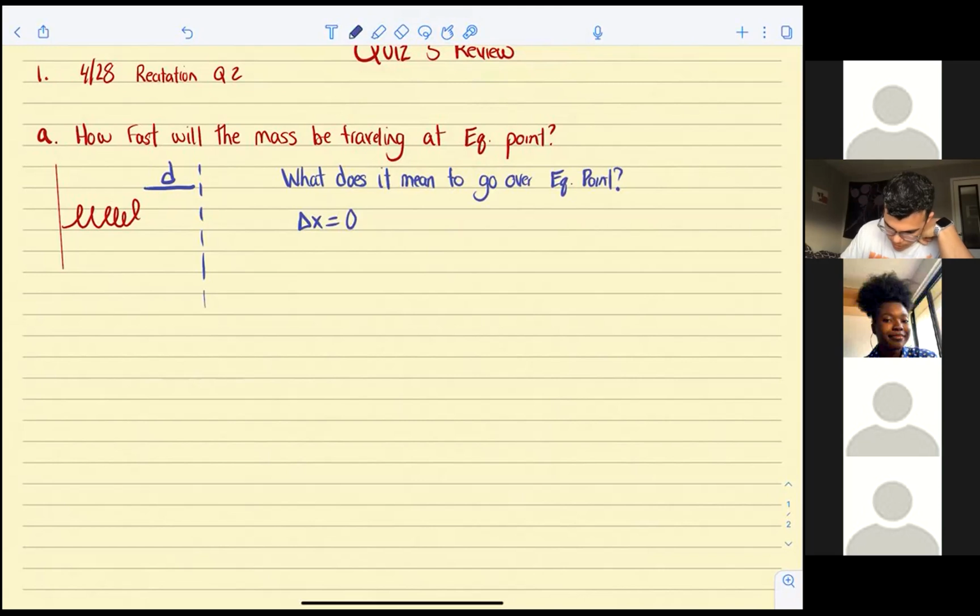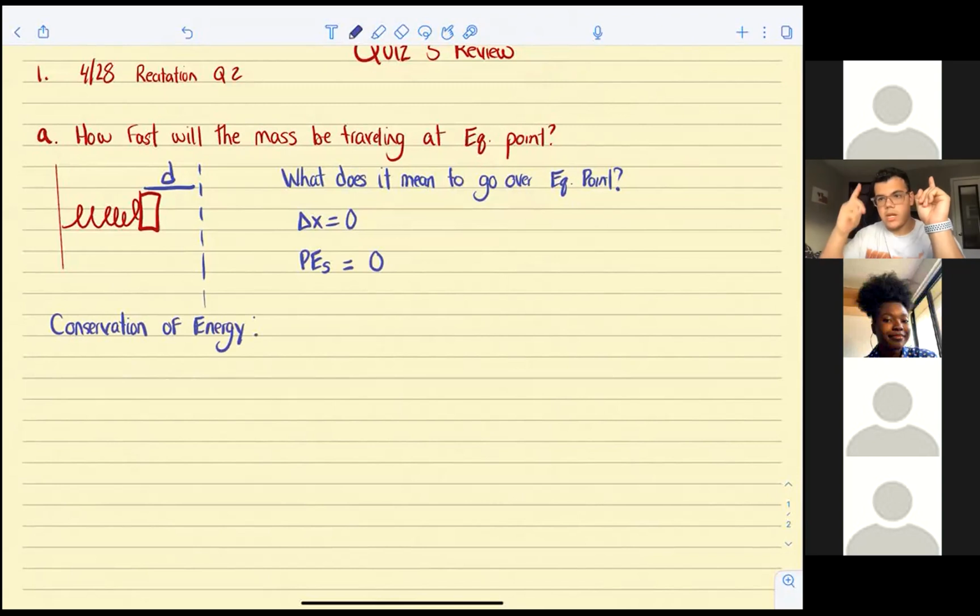Oh, I forgot to draw that. There should be a mass attached to this picture here. So when it's saying, what is the velocity at the equilibrium point, what that really means is that the spring potential energy, or elastic potential energy, is 0 at that point. Okay. So this is going to be a conservation of energy problem. What does that mean? That means that I'm going to take one point in time and another point in time, and I'm going to equate their energies.